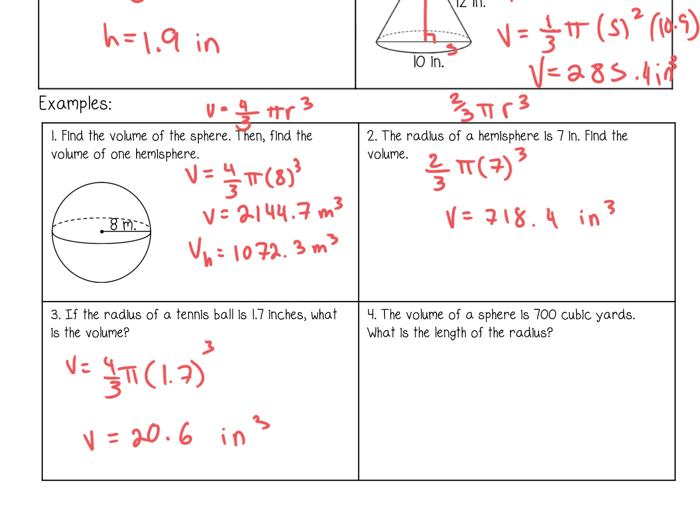And then for this last one, we have the volume of a sphere is 700 cubic yards. What is the length of the radius? So I'm going to plug it in for a different number. So 700 for V, 4 over 3 pi r cubed. After plugging it into the calculator, I get 5.5 yards.